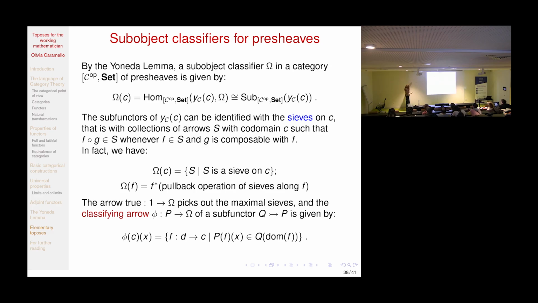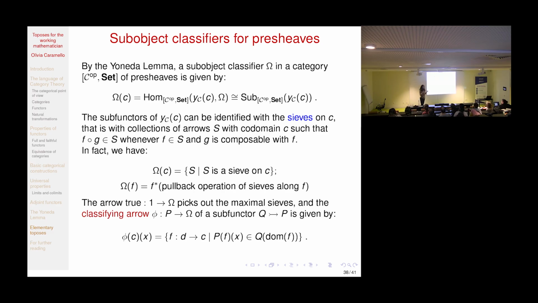But the condition of being a monomorphism is something that is checked pointwise. So it means that pointwise I should have a subset. So for any D, S of D should be a subset of home DC. Good. As earlier, the Yoneda lemma gave us very good input on how to define omega. So omega of C is given by the collection of all sieves on C.